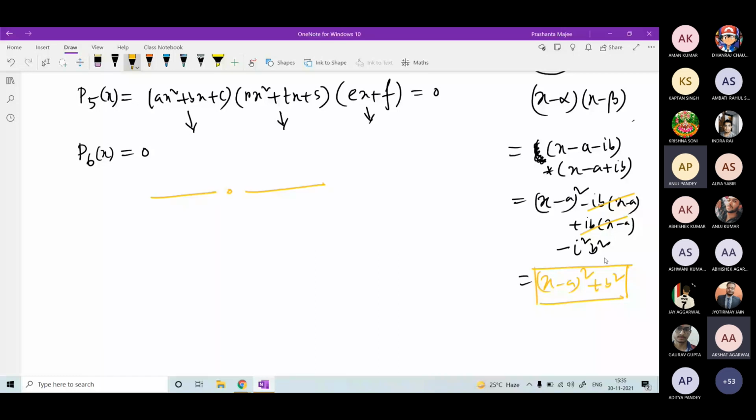Lin-Bairstow method will tell you how to extract a quadratic factor. Suppose you are solving a 6 degree equation, P6(x) equals 0. Then what will you do? You will first extract a quadratic factor. So suppose the quadratic factor is ax square plus bx plus c. Then P6(x) will be written as ax square plus bx plus c times the quotient. And what will be the quotient? It will be a polynomial of degree 4. So let's say it is Q4(x), a polynomial of degree 4.